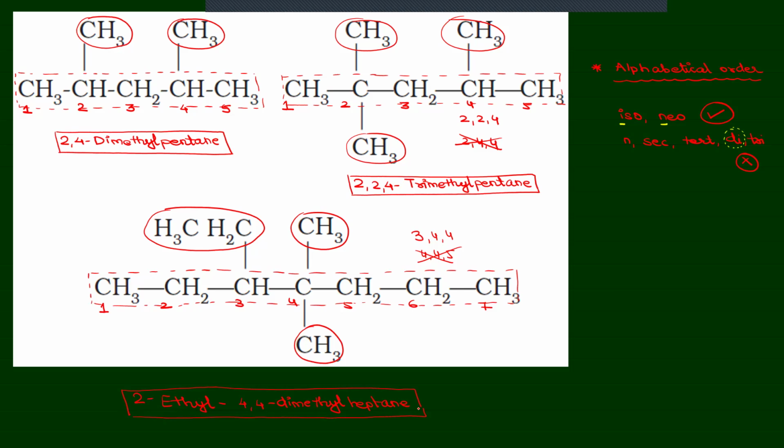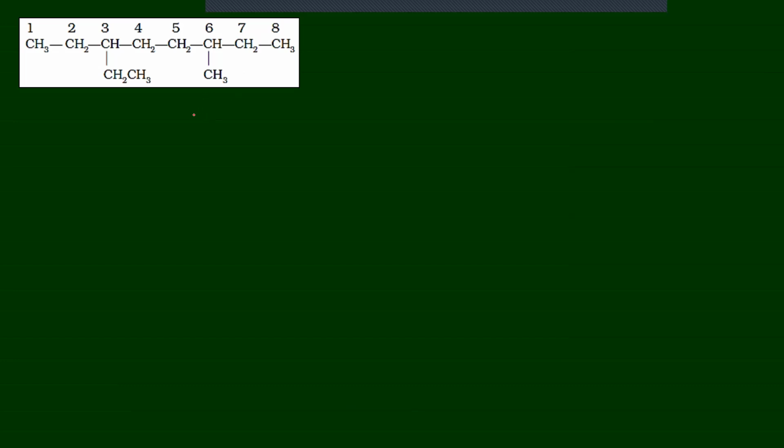Yes. Next, look at this example. Here, the longest chain is already selected of 8 carbons. But what you observe is the two substituents, ethyl and methyl, are at equivalent positions. Equivalent positions mean if you number from the left hand side, you get the positions 3 and 6. If you number from right hand side, then also you get the positions as 3 and 6.